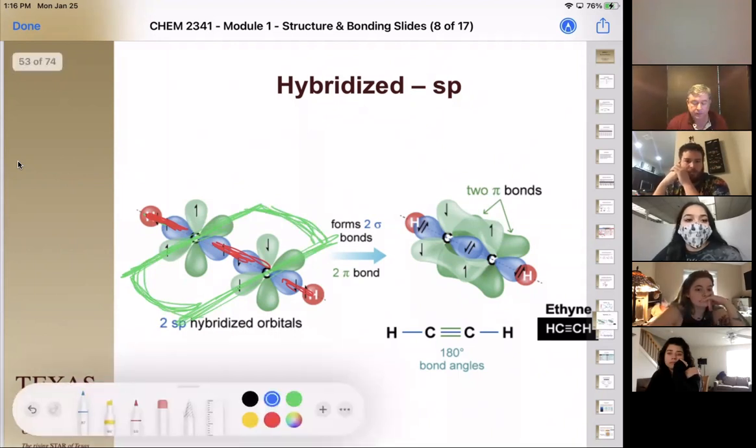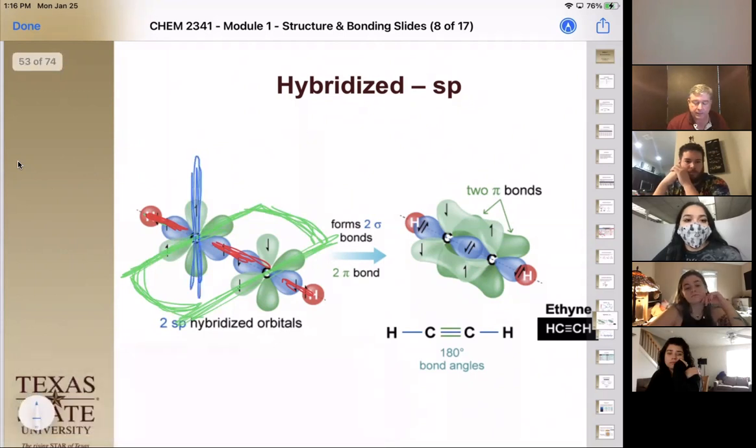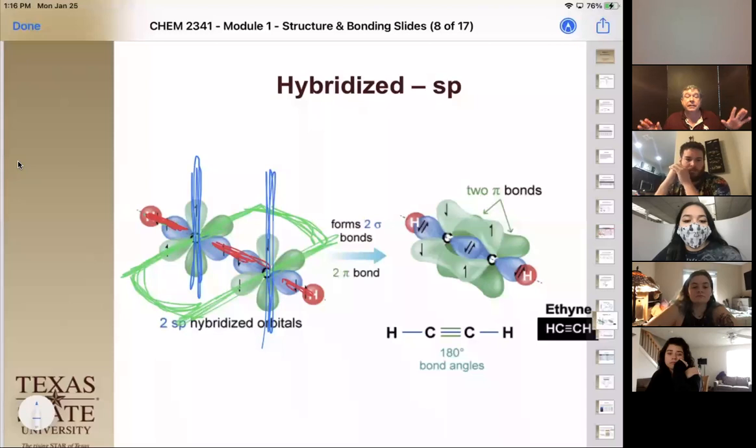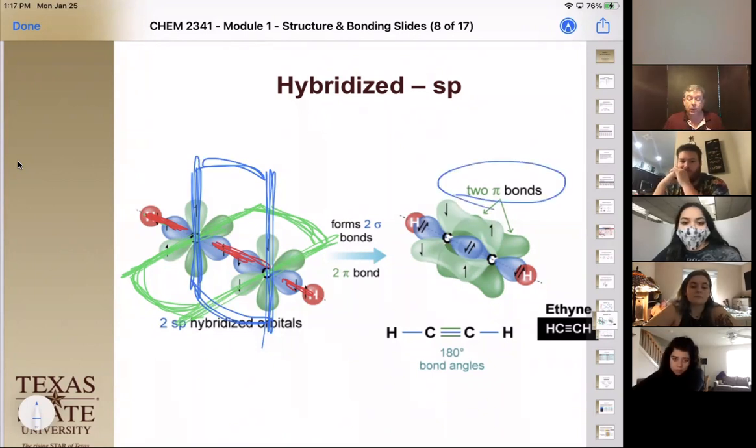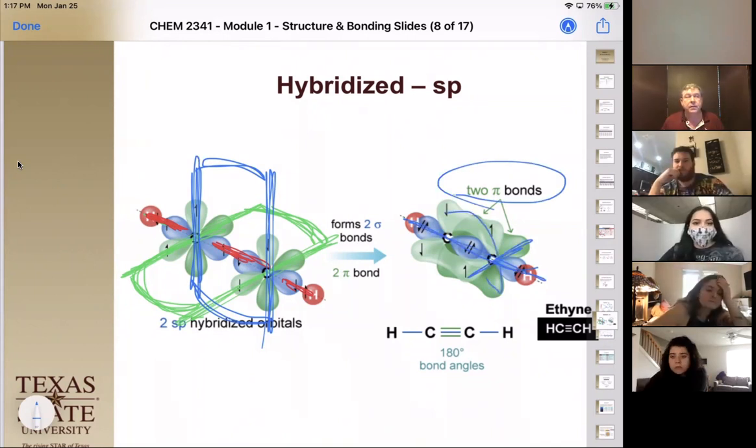Now, we also have, let's call this the z-axis here. We have 2 unhybridized p's in our z-axis, and they can overlap to form another pi bond. Okay, so hybridized orbitals only form sigma bonds. Pi bonds are only formed by unhybridized p's. And in this case, we have 2 unhybridized p's, which means we're going to have 2 pi bonds. Okay, and one's going to be in the plane with the sigma bond, and one's going to be above and below that plane.